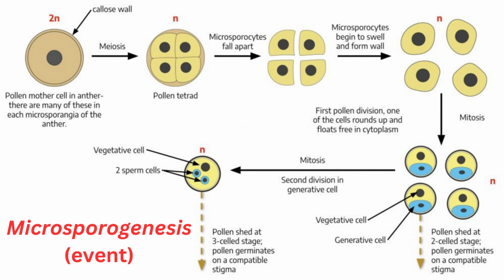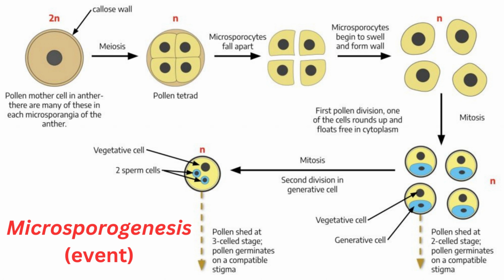Now coming to microsporogenesis. Event or the process jo ki start hota hai pollen mother cell se. Please follow the diagram as shown in the picture. First stage is pollen mother cell in anthers. They are found many in each and every microsporangia. It is diploid, means 2n. After meiosis or the reductional division, it forms pollen tetrad, n means haploid.